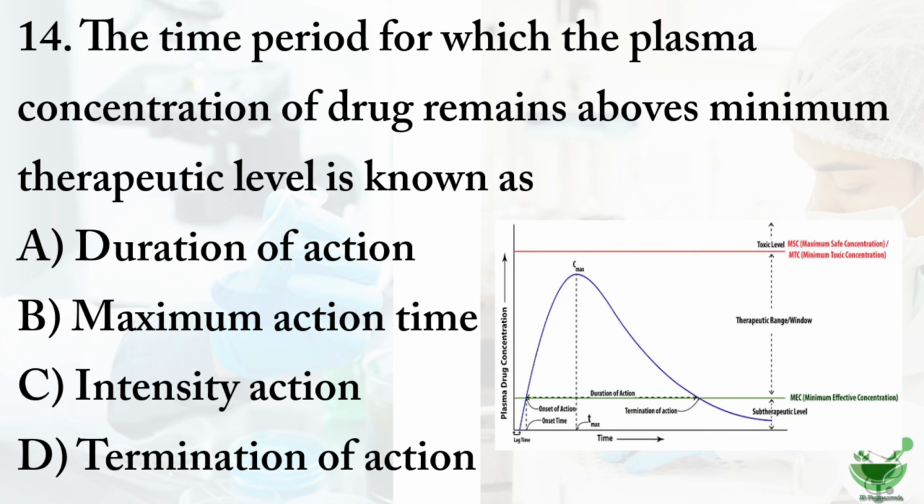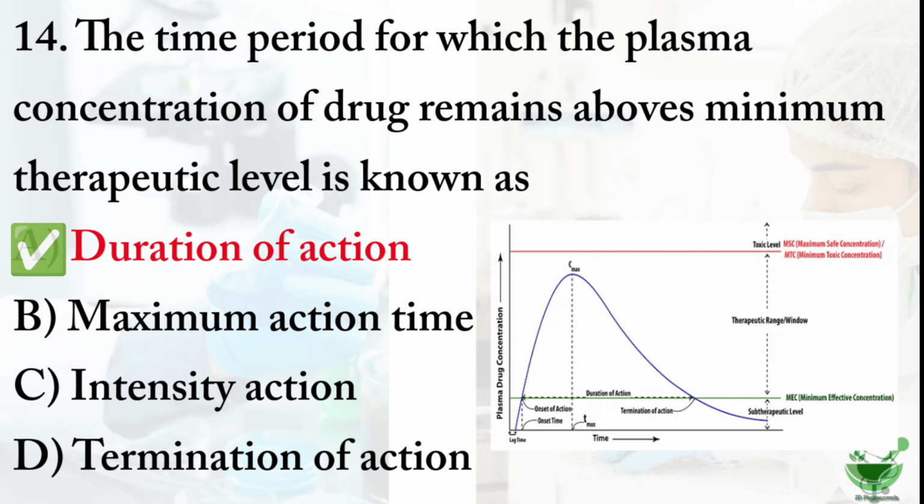Then question number 14. The time period for which the plasma concentration of drug remains above minimum therapeutic level is known as option A, duration of action. Option B, maximum action time. Option C, intensity of action. Option D, termination of action. The correct option is option A, duration of action.